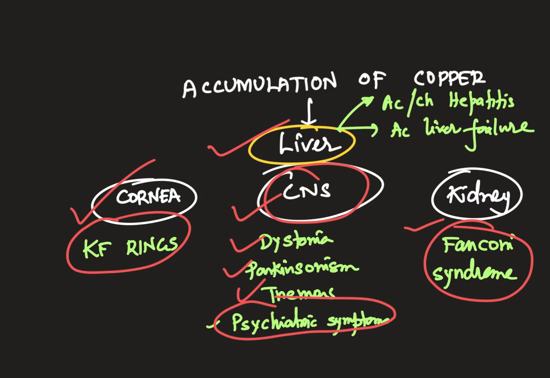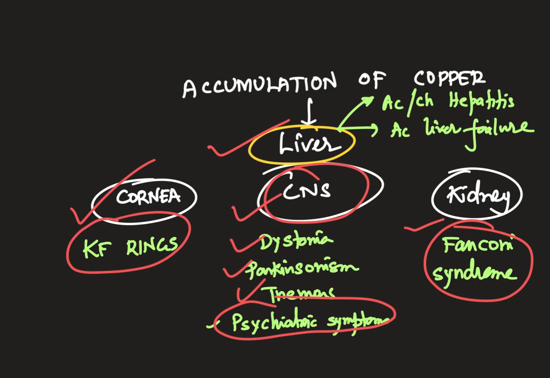Fanconi syndrome is different from Fanconi's anemia, which is an inherited bone marrow failure. Don't confuse Fanconi's anemia with Fanconi syndrome. Fanconi syndrome is a problem of renal tubules, a proximal renal tubular problem. So Wilson disease is one of the causes of Fanconi syndrome. I discussed this earlier also, the difference between Fanconi syndrome and Fanconi's anemia.